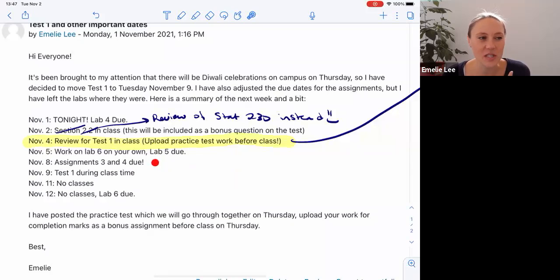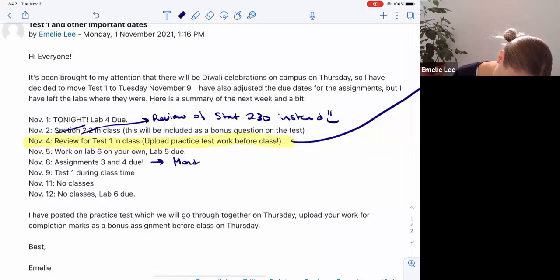And then just a note, November 8th is the Monday before the test, okay? And so here, just as a note, is the Monday night before test 1.